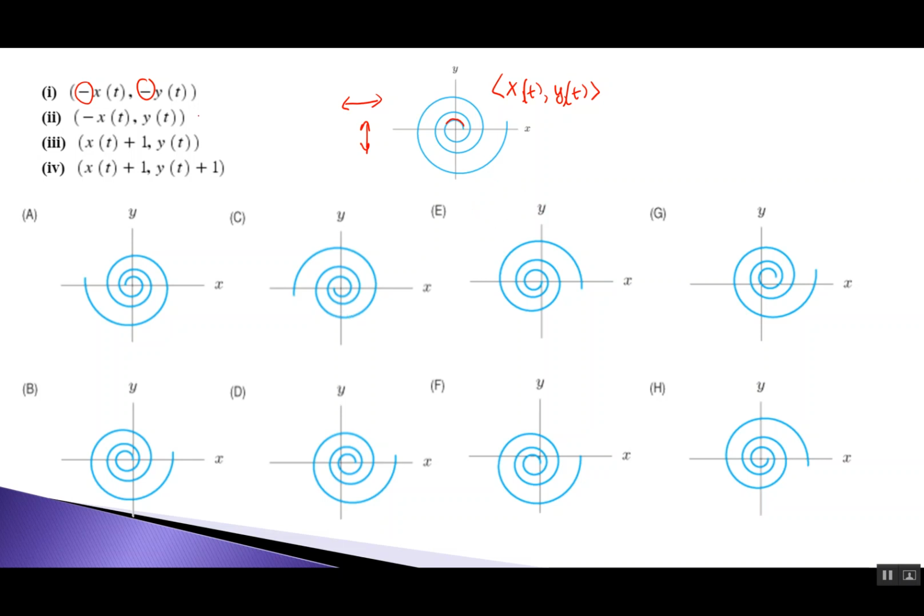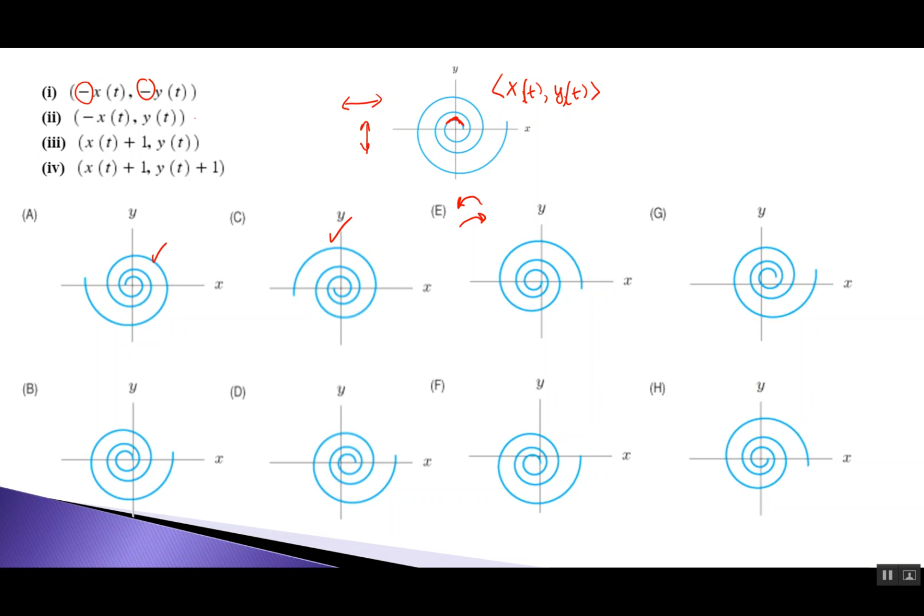On the other hand, for number 2, only the x is multiplied by a negative. So this little part that goes like this now is going to go like that. So let's find that. We already found this one. So it looks like right here, same center.